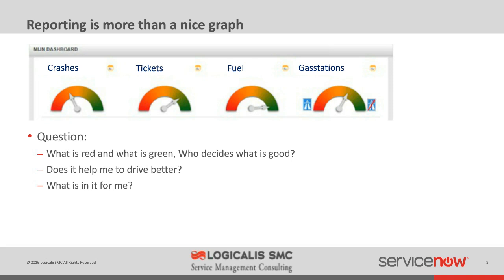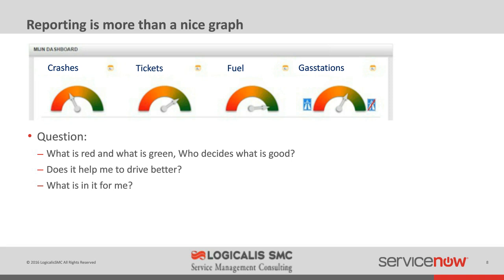You see information about crashes, about tickets I have, my fuel consumption, and the places where I fill up my car. Well, I'm not a very good driver, as you can see, because crashes are in red. However, the last crash I had was a very small scratch on the left door 2 years ago, but still I'm in red. So that does not really motivate me. What is red in this? And what is green? And what do I need to do to go to green?